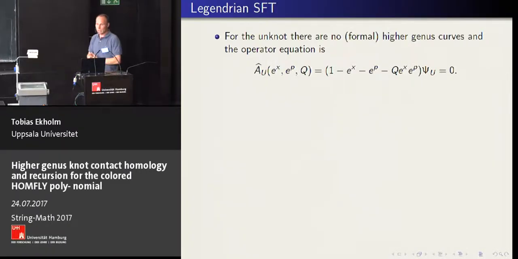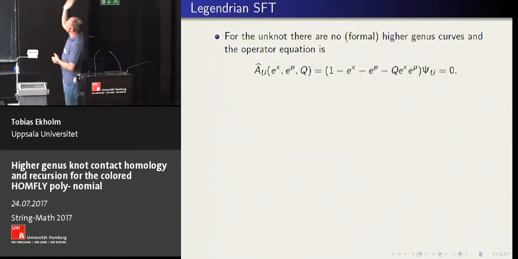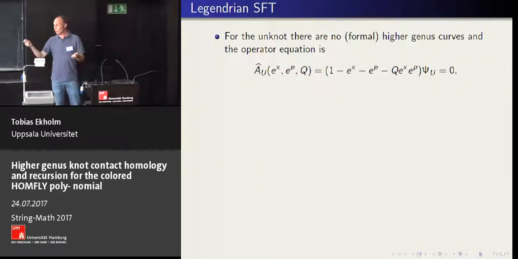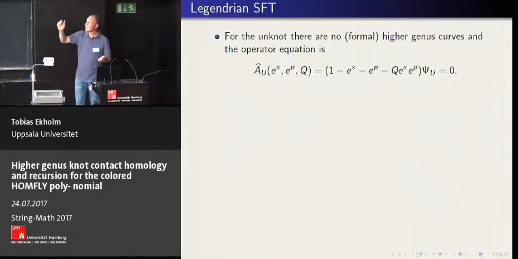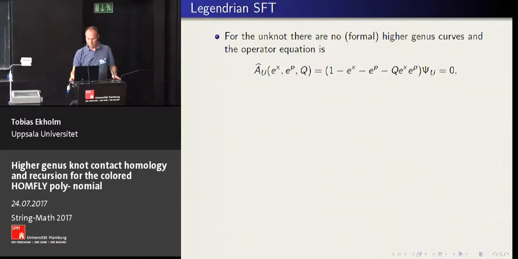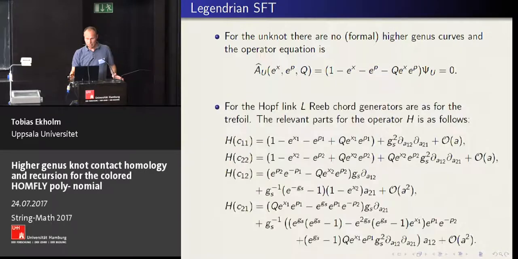So for the unknot, there are no higher genus curves at all at infinity, and therefore this is the only example, I think, where you have to do no elimination theory. You have no chords at all. So this is just giving you the recursion relation where x and p are now operators. I should have put hats, but I didn't.